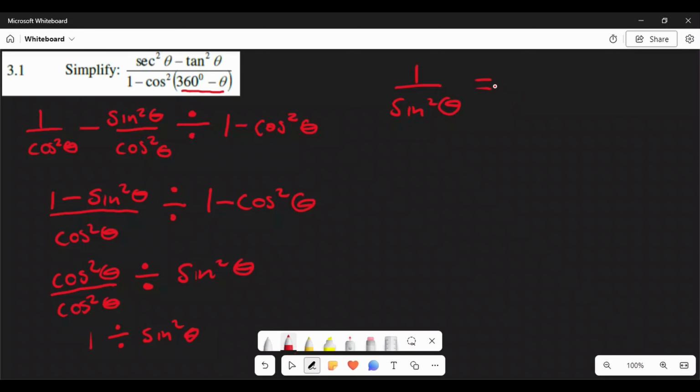So this is the same as cosec squared theta. So as you can see, this is our final answer.